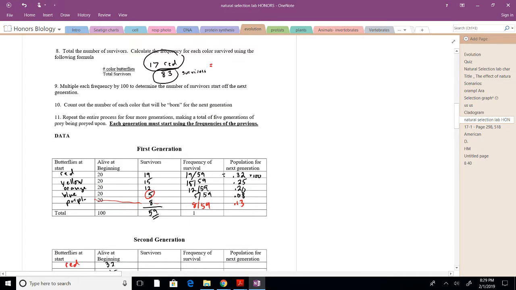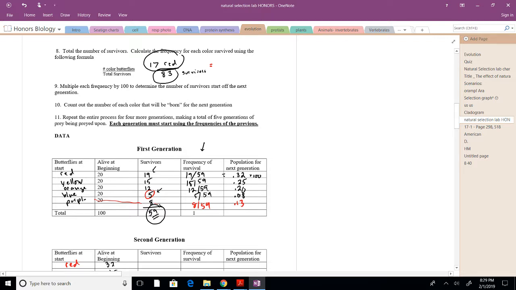So I did the first generation just as a mock-up. Let's say you have red butterflies, yellow, orange, blue, and purple. Blue did not do well. You only have 5 survivors out of 20. But let's say red did very well. You have 19 survivors out of 20. So once you have your numbers, you find your frequency of the survivors by using the total number of survivors. Look at this column and notice that for red, 19 out of 53 survived.